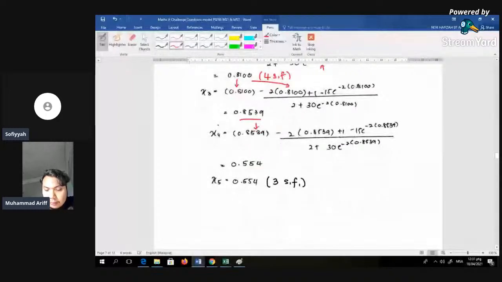Untuk X4, masukkan jawapan untuk X3 ke dalam formula. Dan kita tekan kalkulator dan dapat jawapan 0.554. So berdasarkan daripada soalan minta kita untuk three significant figures. So jawapan akhir kita adalah 0.554, 3 titik perpuluhan.